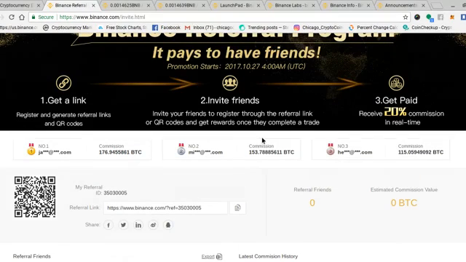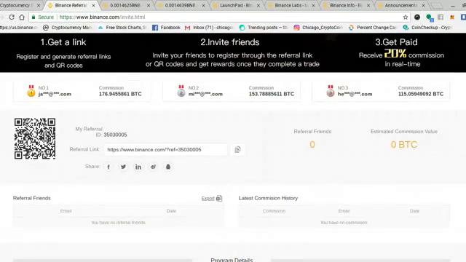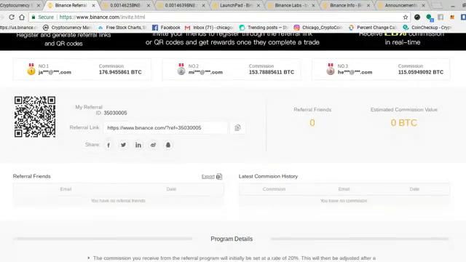Will I ever have any referrals on here? You invite friends, and you get paid. You receive 20% commission in real time on their trades. So anything they trade, I believe you get 20% commission. So let's make sure. I know when I first signed up, it used to be 50%. It used to be 50%.